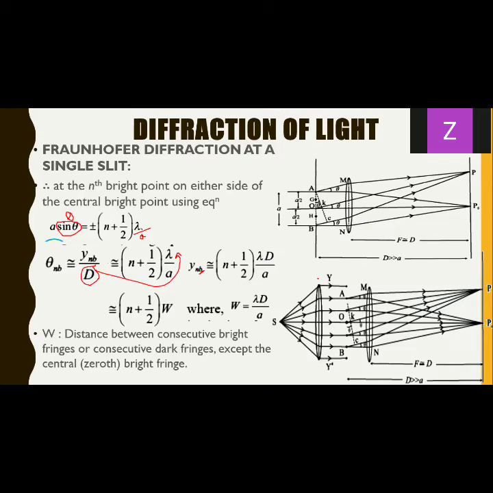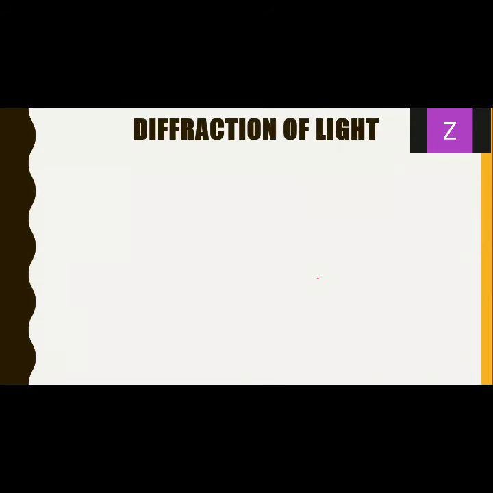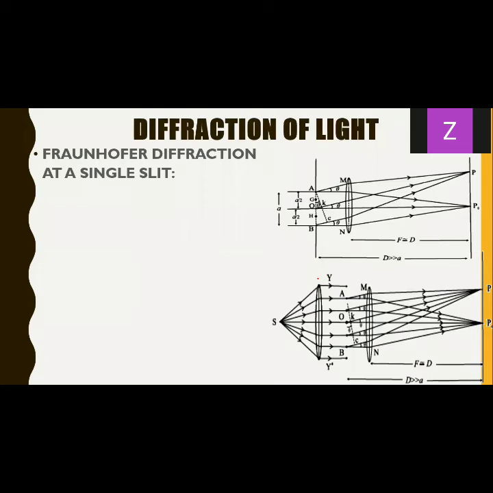Now moving on to the next part about diffraction. Again, we have not completed this. This is the last part in Fraunhofer diffraction. We need to find out the width of the central bright fringe. We have seen the width of the different fringes, right? But for the central bright fringe which is formed, what is its width? That is what we are going to see.